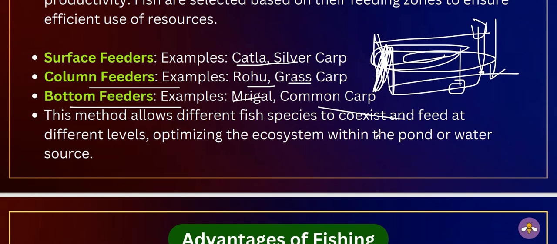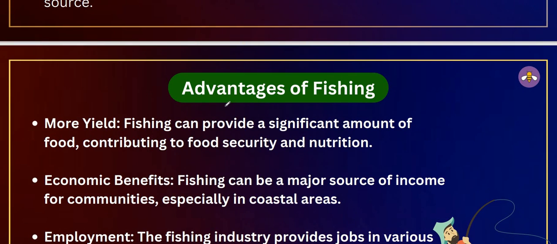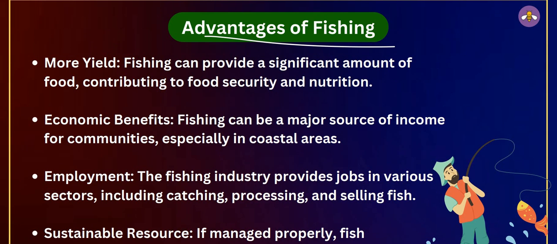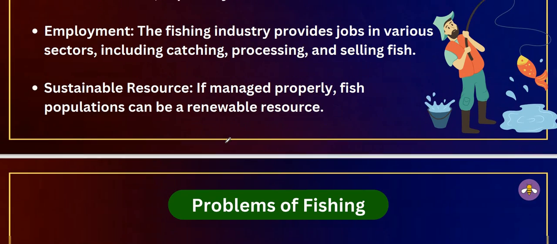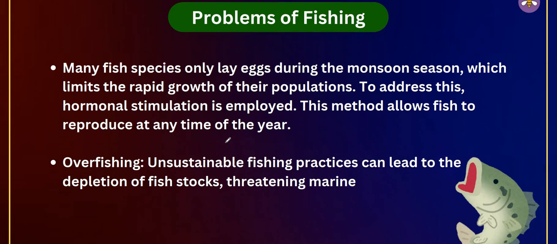This method allows different fish species to coexist and feed at different levels, optimizing the same ecosystem within a pond or water source. Advantages of fishing: more yield. Fishing can provide a significant amount of food, contributing to food security, nutrition, and economic benefits. It can be a major source of income, like by selling it in communities and coastal areas. Employment: fishermen get employment catching the fish, selling the fish, processing and all. Sustainable resources: if managed properly, fish population can be a renewable resource.